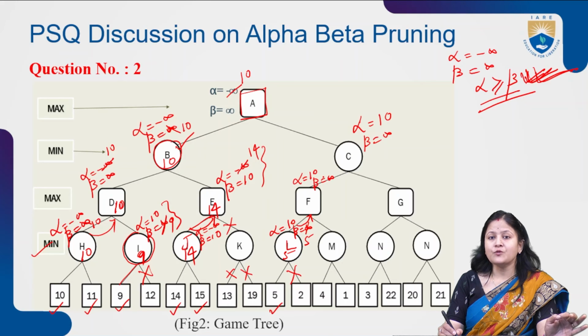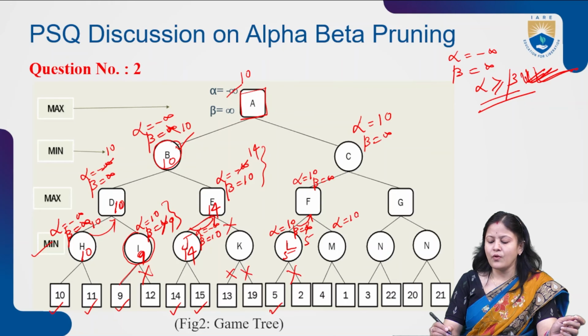Here it is a max player, so the alpha value will be changed. Alpha is 10 and here the node value of L is 5. So which one is the maximum? 10 is maximum. Okay, so it is okay as it is because it is already there. Then alpha is equal to 10, beta is equal to infinity will be passed to the right child of F.